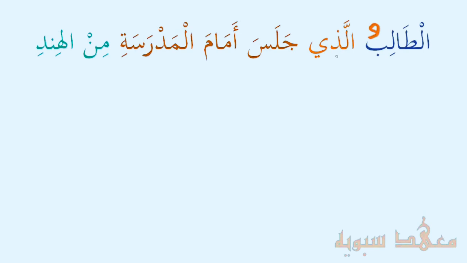So we have the ism mawsul, and following this is the silat al-mawsul. It's that which is joined to the ism mawsul to complete the meaning. So the one who, and then this is a jumla fi'liyah coming as the silat al-mawsul: Jalasa amam al-madrasa. So let's just look at this sentence here. Jalasa amam al-madrasa. We have the fi'l, jalasa.